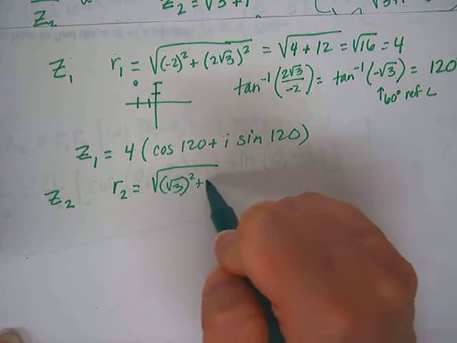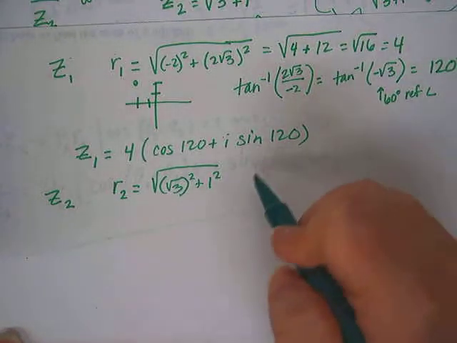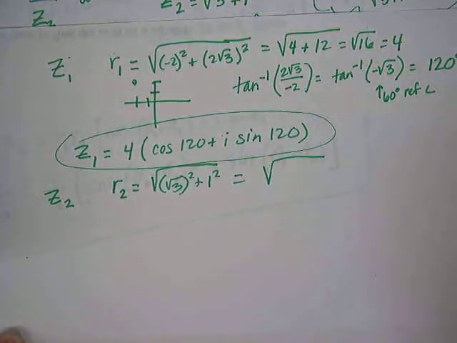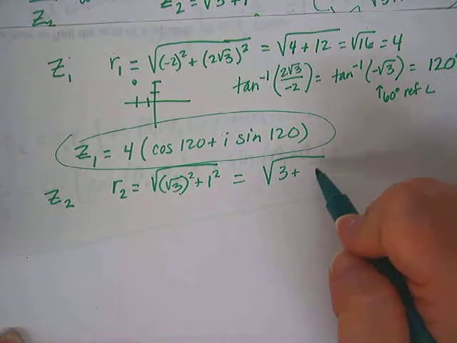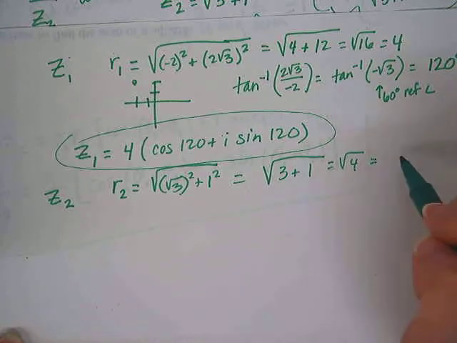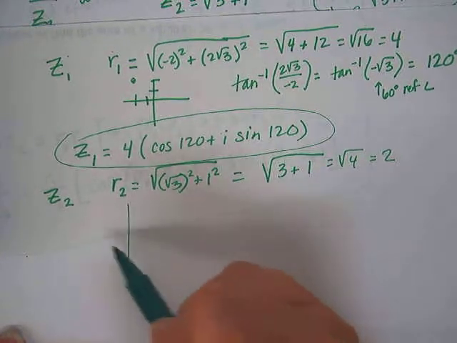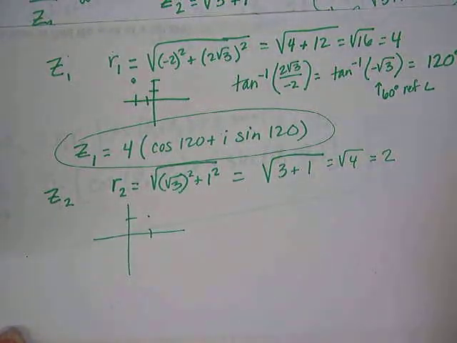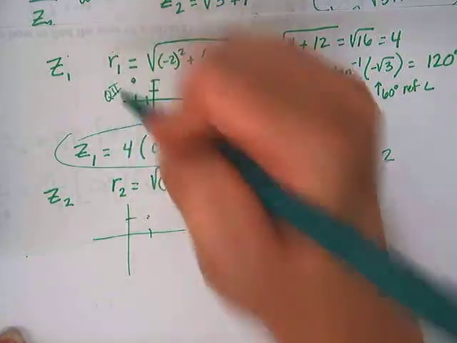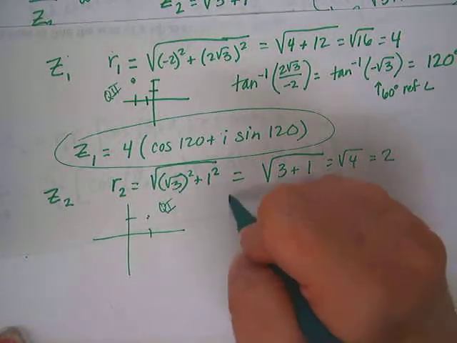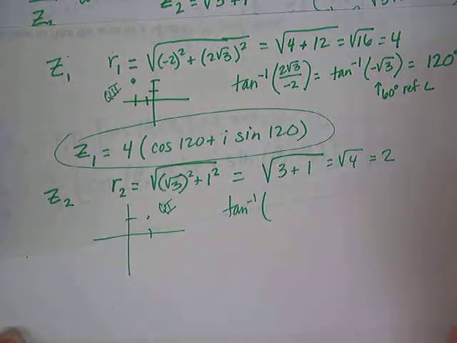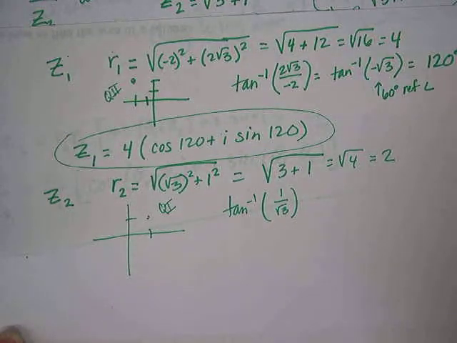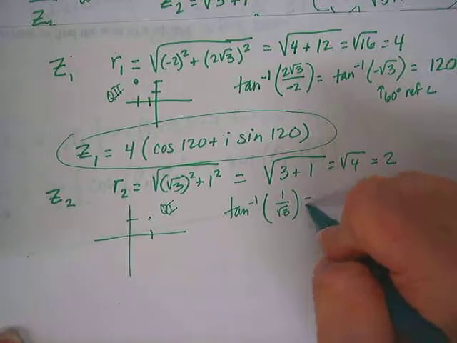Now let's do the next one. z2. r2 would be found by doing the square root of the square root of 3 squared plus 1 squared. So square root of 3 squared is what? 3, and 1 squared is 1, so we have the square root of 4, which is 2. Alright, now let's graph that. So the point is at positive square root of 3, positive 1, so what quadrant is it in? Quadrant 1, so that'll be easy.